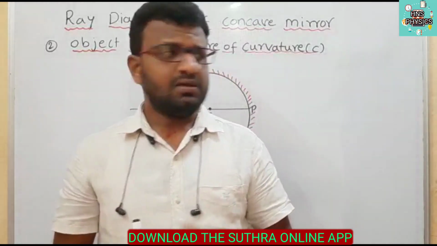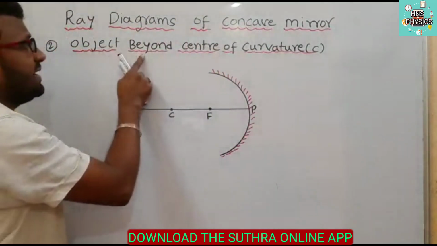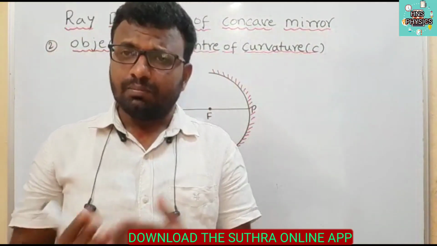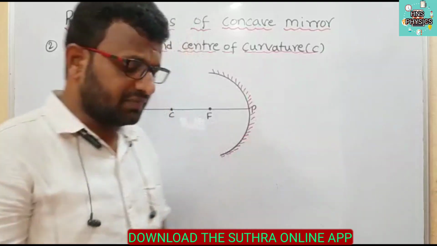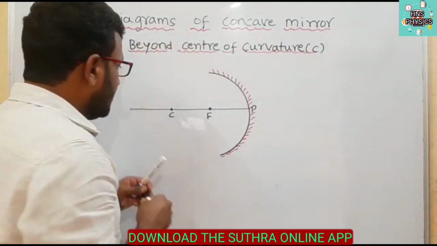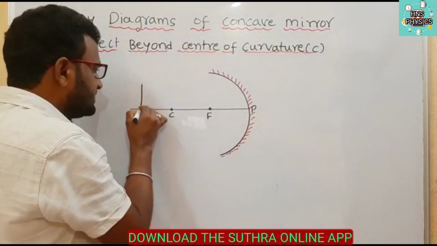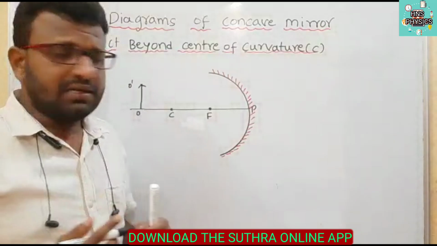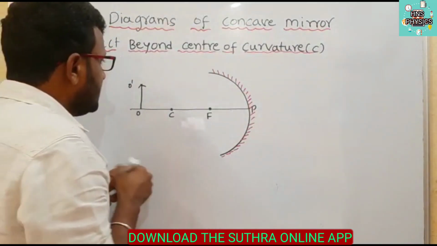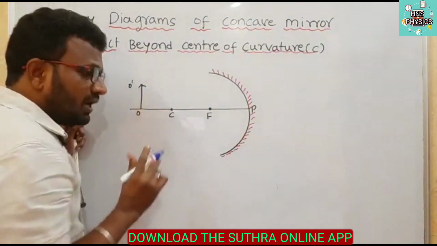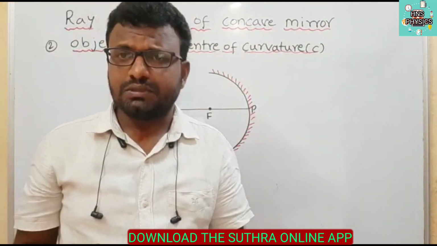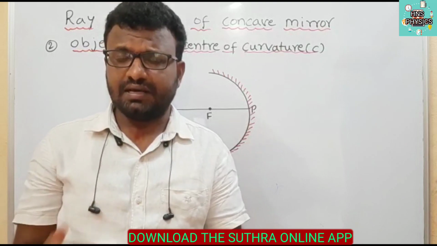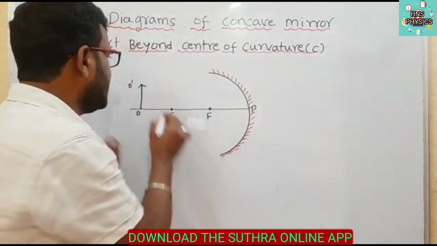Come to the second one. Here, the object is placed behind the center of curvature. So this is the object O dash. Just imagine a candle. From the flame onwards, I am taking one ray. We have 4 rules here, but we can take any 2 rules to draw the ray diagram for our convenience. So I am taking the first rule here.